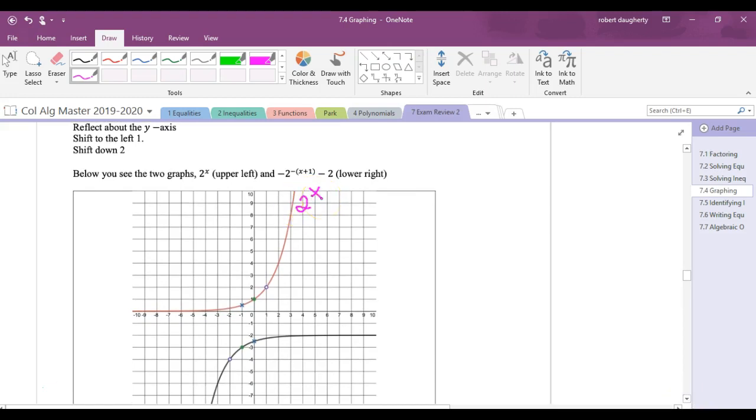So just pick a point. There's a green point right here at (0, 1). Reflected about the x-axis, that takes me down here. Reflected about the y-axis doesn't matter because I'm on the y-axis, okay? And then left 1 and down 2. Left 1, down 2, that puts me right here, okay?